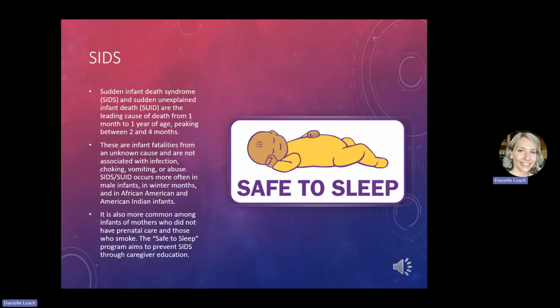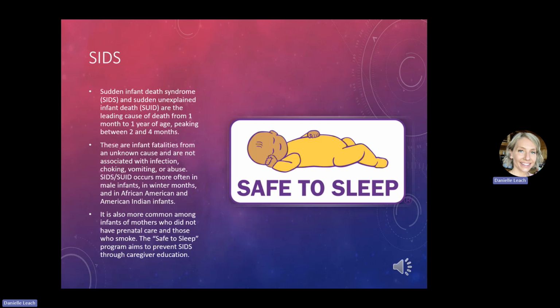SIDS is sudden infant death syndrome, and it's the leading cause of death in babies from 1 month to 1 year of age, and it peaks between 2 and 4 months. So these are infant deaths that are from an unknown cause. So they are not from causes such as vomiting, choking on milk when they're drinking, abuse, any sort of infection, or anything like that. It does occur more often in the winter and in certain ethnicities. It can also be more common in infants of mothers who didn't have any prenatal care and who smoke.